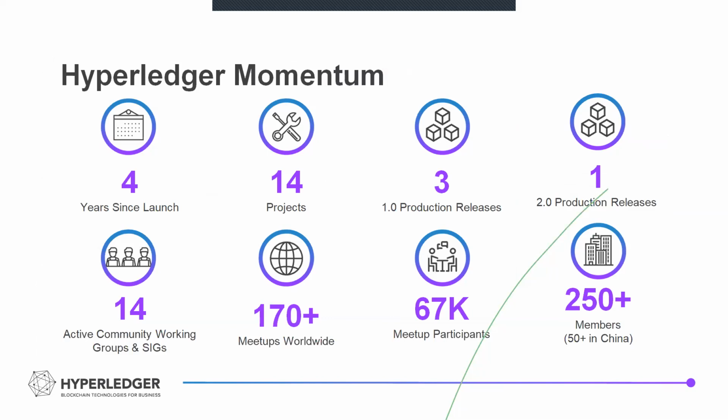IBM worked with Walmart for the food use case. IBM worked with Maersk for supply chain logistics work.